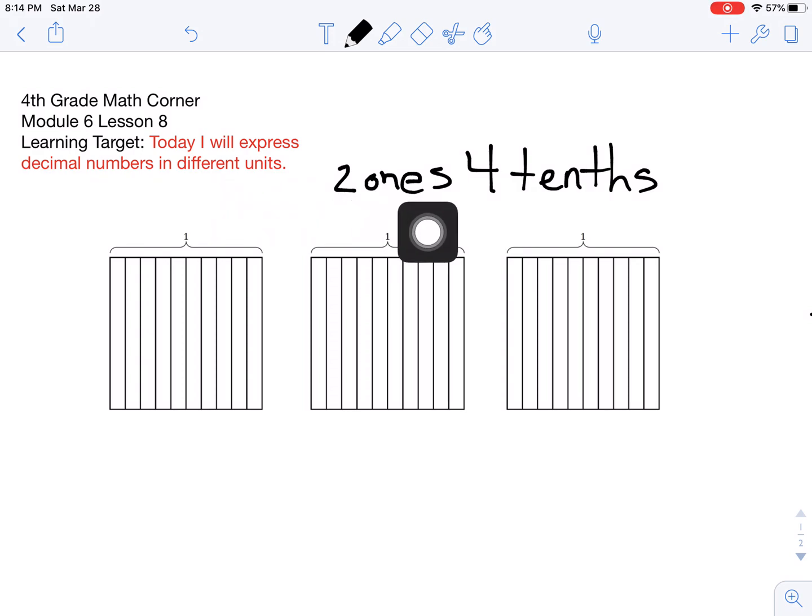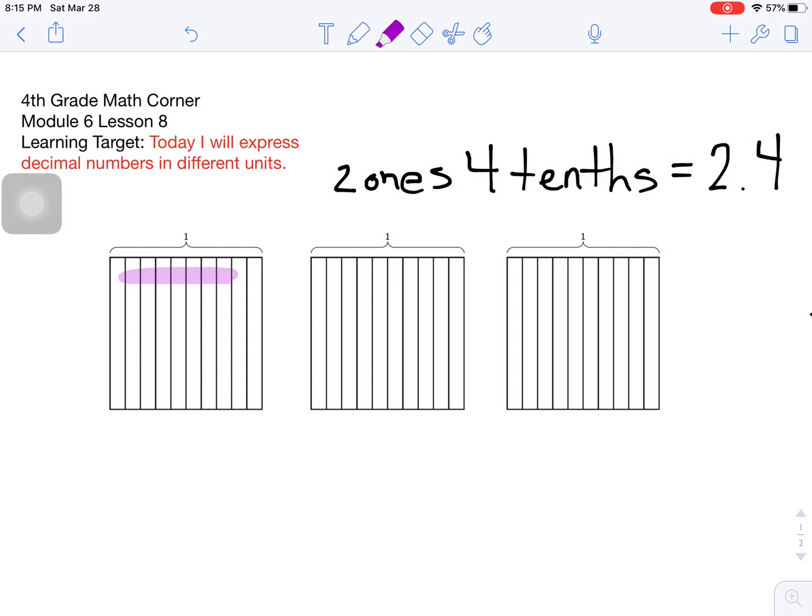Here I have 2 ones and 4 tenths. I want to use area models to express 2 ones and 4 tenths in different ways. 2 ones and 4 tenths as a decimal is written 2 and 4 tenths. I want to see how many tenths are in 2 ones and 4 tenths.